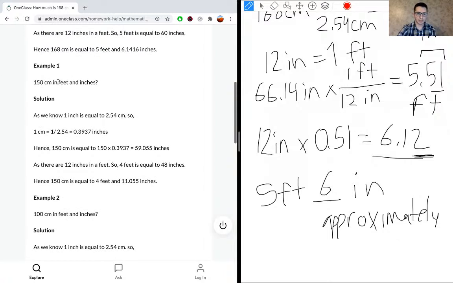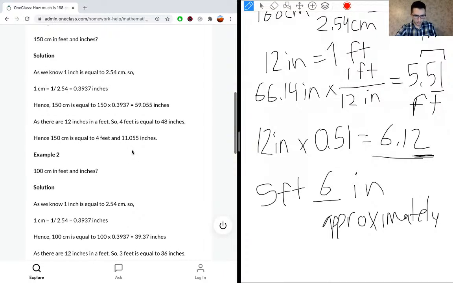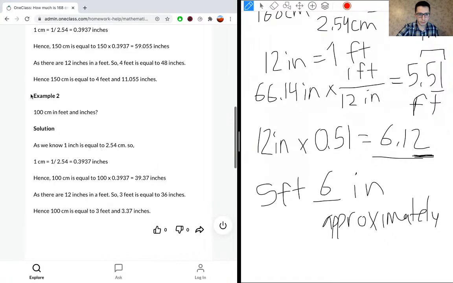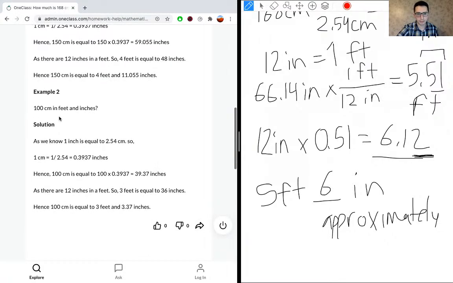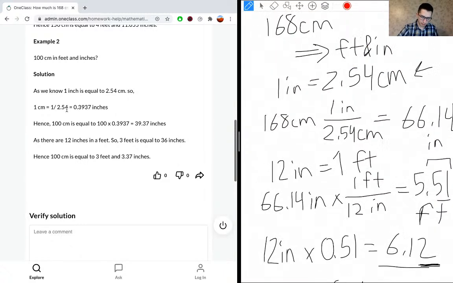So here another example is given in the solution. What's 150 centimeters in feet and inches? A similar process is followed to multiply through, and they get 4 feet and 11 inches. They go through a similar process to do an example calculation, and they convert 100 centimeters as well. So here 100 centimeters multiplied by 0.3937, which is just 1 over 2.54, the same conversion factor that we used up here.